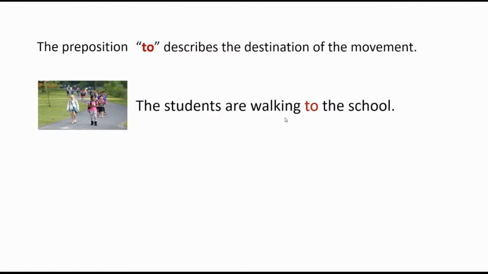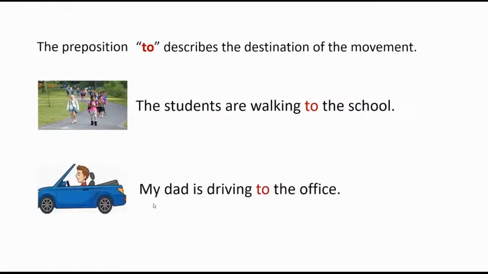The students are walking to the school. So after the preposition to is the school, and the school is the destination. Alright? So to describes the destination of the movement. Another example. My dad is driving to the office. So after the preposition to here, it follows the destination, which is the office. The destination of the movement, which is going to the office. My dad is driving to the office. Alright?